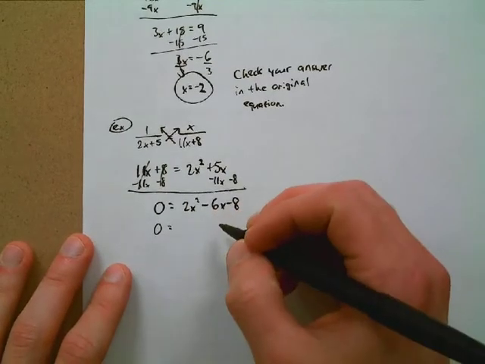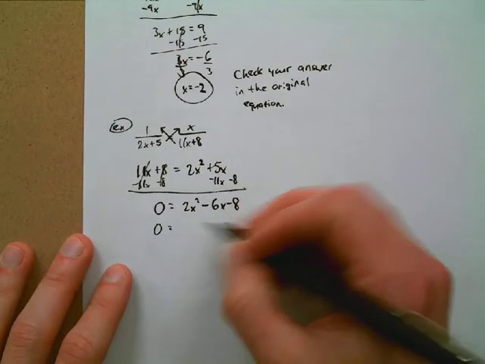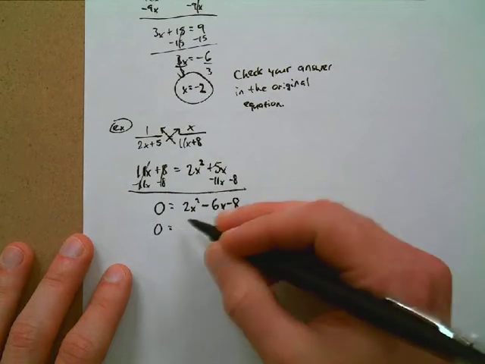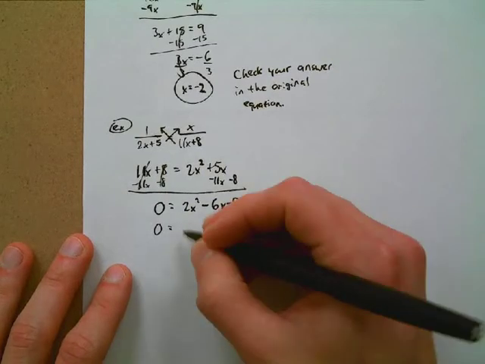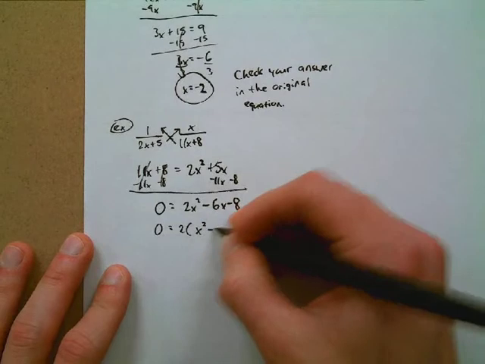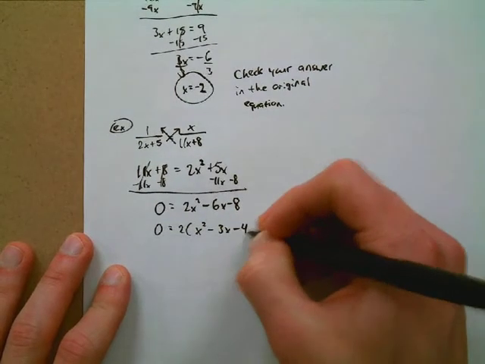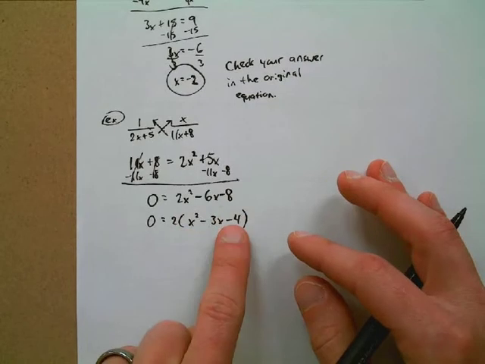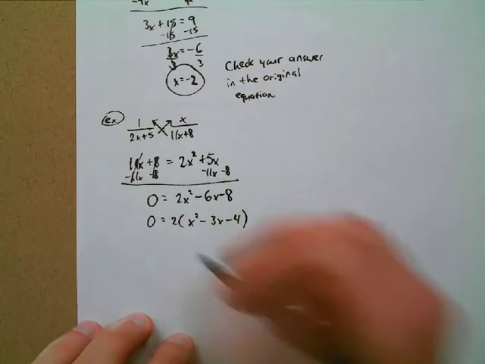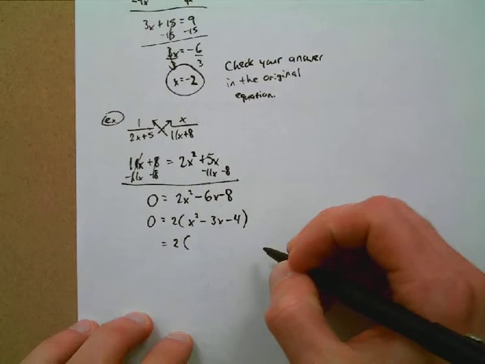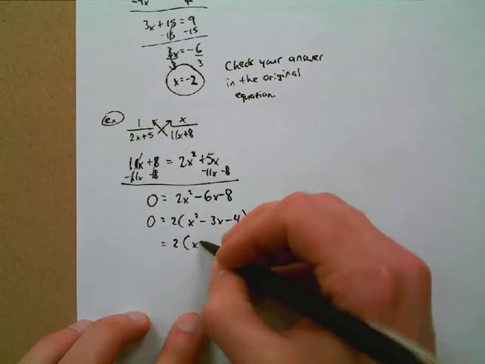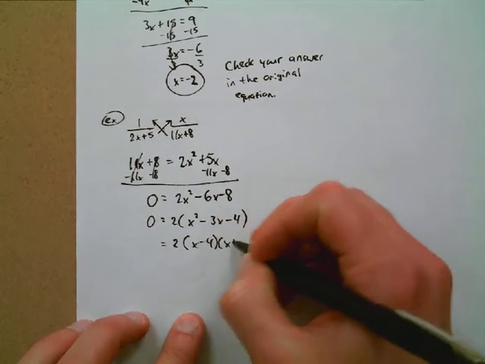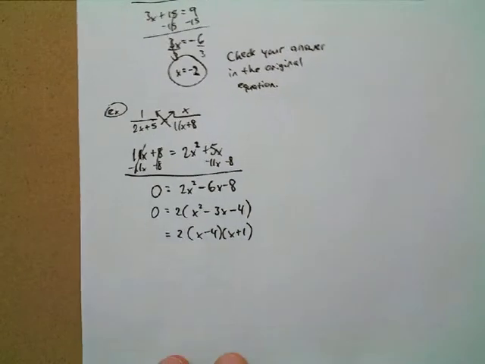Well, there you go. What can we factor out here, GCF wise? A 2. Okay, now we're going to factor this quadratic. We're looking for 2 numbers that multiply to -4 and add to -3. Yep, -4 and +1. Okay, there's the factor, and it's equal to 0.